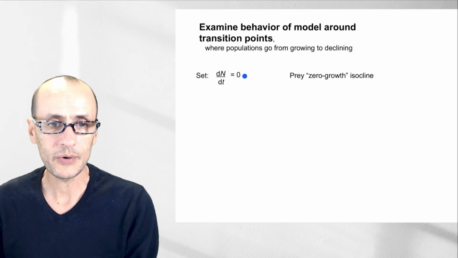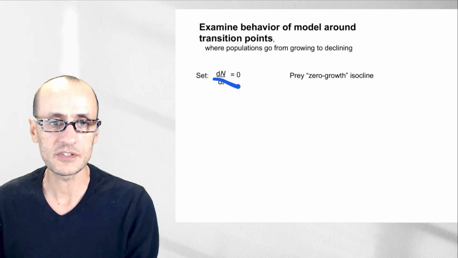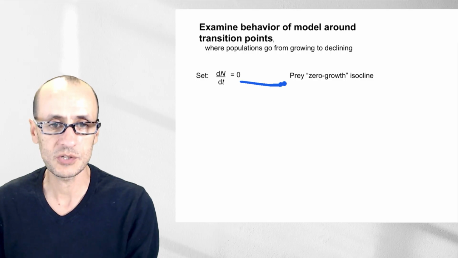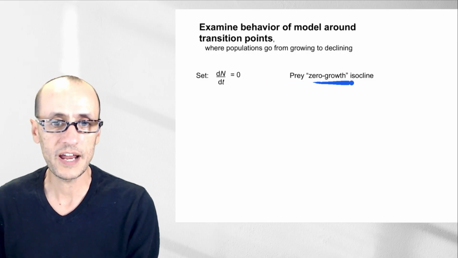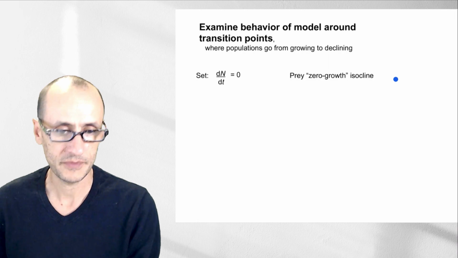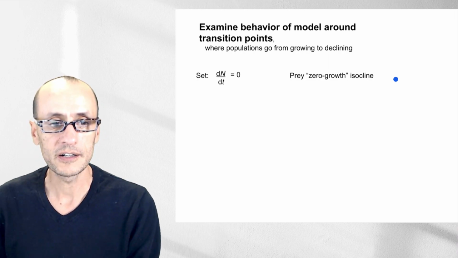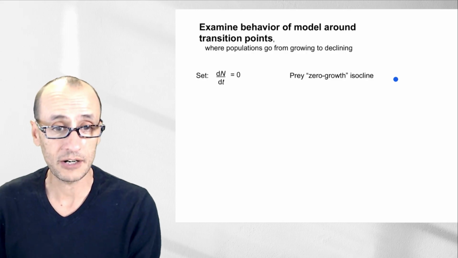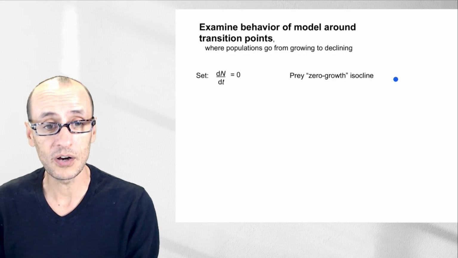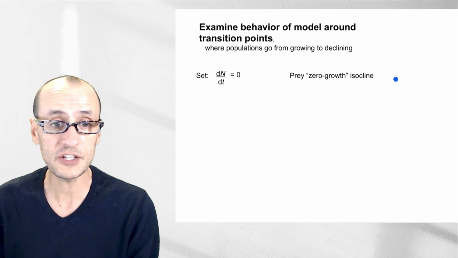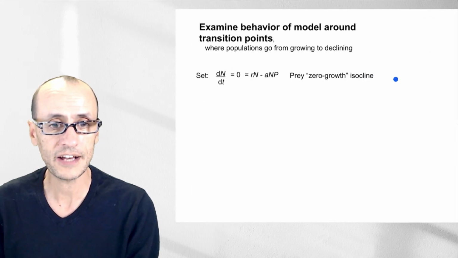The prey is not growing when the rate of change is equal to 0. The dN/dt is equal to 0. This is referred to as the prey zero growth isocline. Okay, so you ask yourself, what are the conditions such that the prey is not growing, and what happens, and how is that related to other features of this interaction?